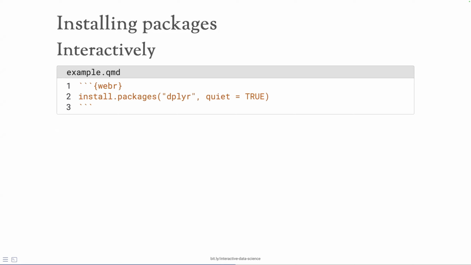And then another option is interactively. So if you would rather install the packages and load them as your user actually goes through the document, you can include this in your WebR or Pyodide chunk. And so whenever they click run code, that's when the package will be installed.